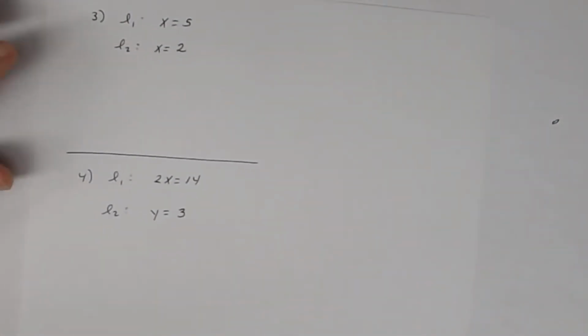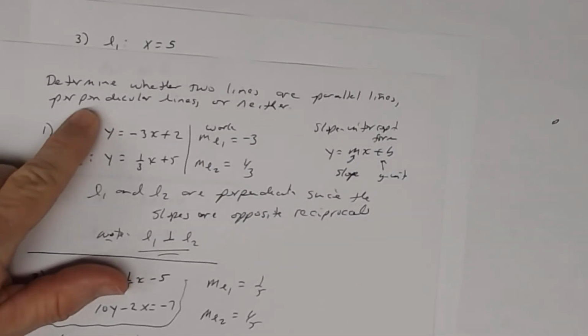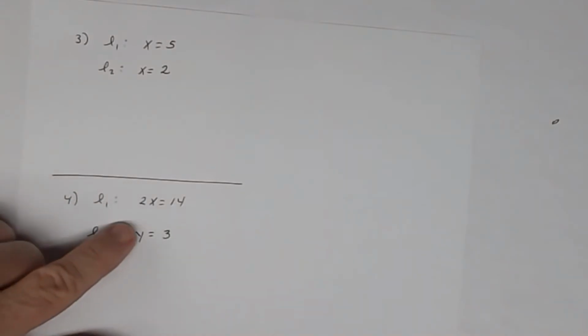All right, let's look at number 3. Now when we look at number 3, you're going to notice, first of all, there's no y there, right? There's no y, so I cannot write this in slope-intercept form. But I can still answer that question: determine whether the lines are parallel, perpendicular, or neither. I can answer that. All right, let's think about this.